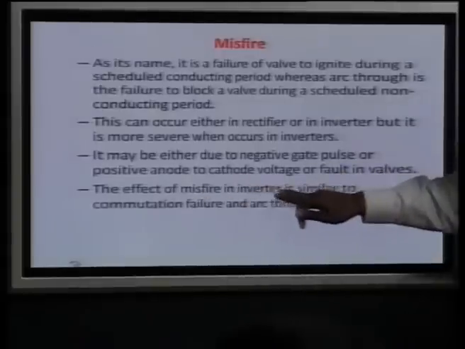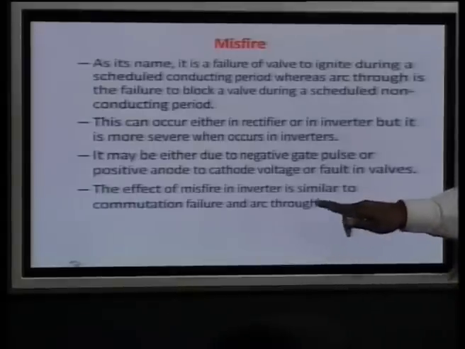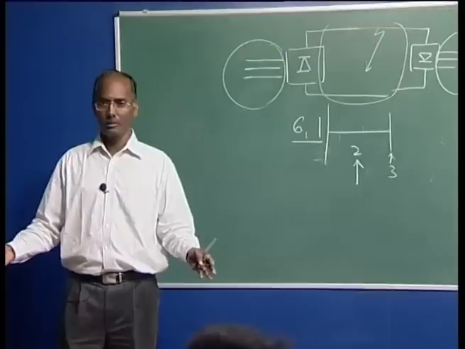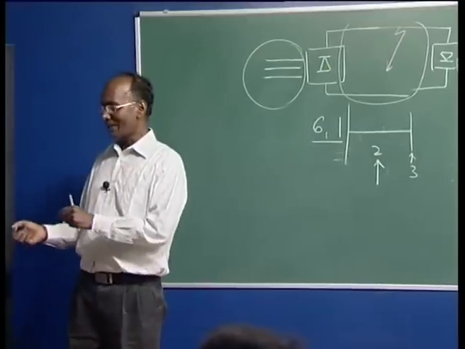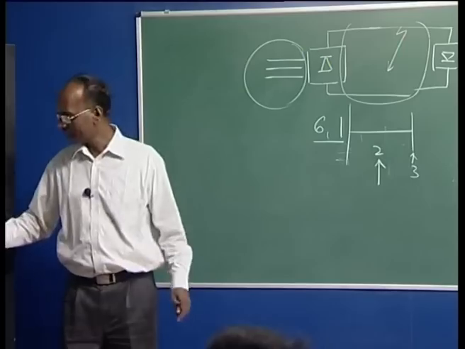The effect of misfire in the inverter is similar to the commutation failure and is also similar to the arc through. I said arc through is also just like a commutation failure. The consequence is the same, the effect is the same, but the phenomenon is different.